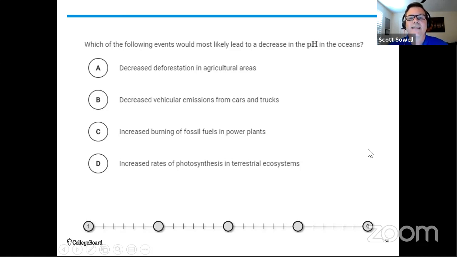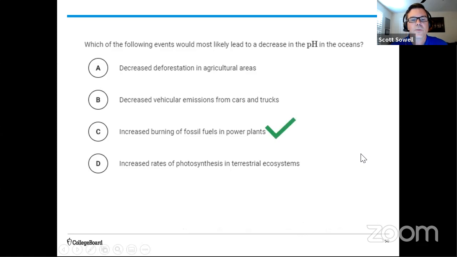Which of the following events would most likely lead to a decrease in the pH in the oceans? So hopefully you pick C, an increase in burning fossil fuels in power plants. Please make note of the word burning. A piece of coal by itself, just sitting there, is not going to decrease the pH in oceans. But if that coal is combusted and creates carbon dioxide, that's going to get into the ocean, cause carbonic acid, and drop the pH. So be sure that if you're talking about fossil fuel use, implicating that in an environmental problem, be sure you talk about the burning of the fossil fuel, coal, oil, or natural gas.